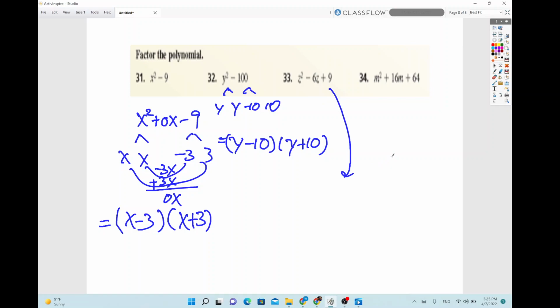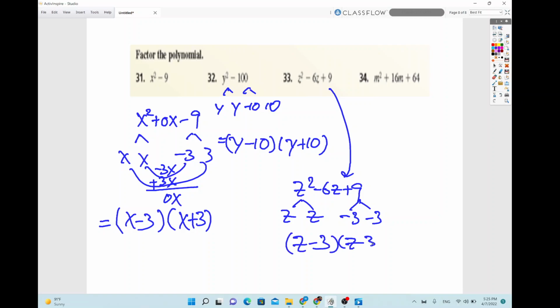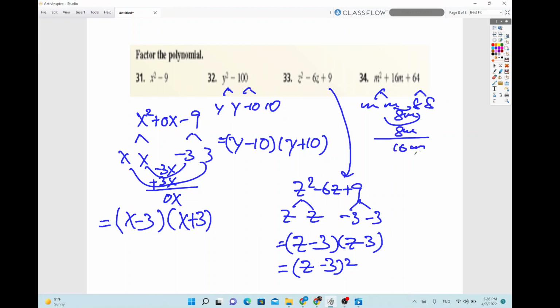And what about the perfect square trinomial? Similar strategy: z squared minus 6z plus 9. So z squared, so z and z. For 9, instead of using 3 and 3, we're using negative 3 and negative 3. So z minus 3, z minus 3, which is written as z minus 3, quantity squared. And then this one here, similar: m squared, so m times m, 64, 8 and 8. So 8m plus 8m is 16m. So it's m plus 8, m plus 8, which is m plus 8, quantity squared.